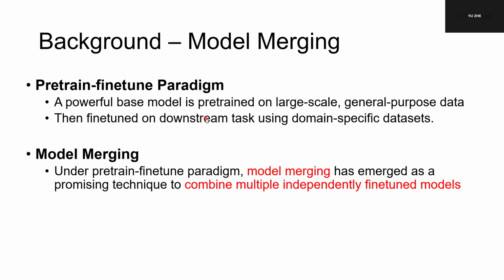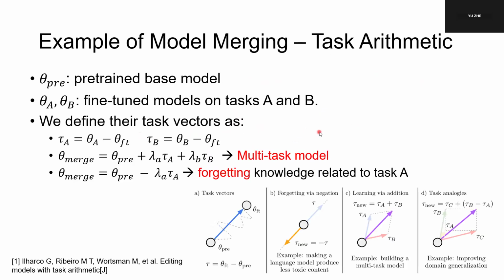And under the pre-train fine-tune paradigm, model merging has emerged as a promising technique to combine multiple independently fine-tuned models. So let me use task arithmetic, a well-known model merging method, to explain what model merging is.